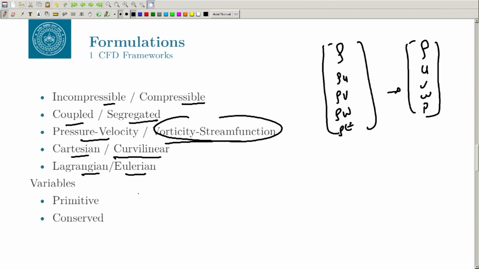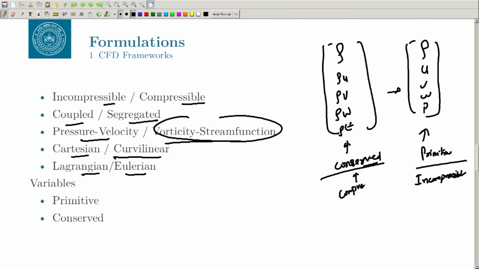You can have variables which are primitive. These are my primitive variables, and this is called the conserved variable. In the incompressible case, it is more popular to have primitive variables, and in the compressible case it is more popular to have conserved variables. The reason for that is that your density is also a varying quantity. So you put the density multiplied by the primitive variable as a new variable. These are called the conserved variables.